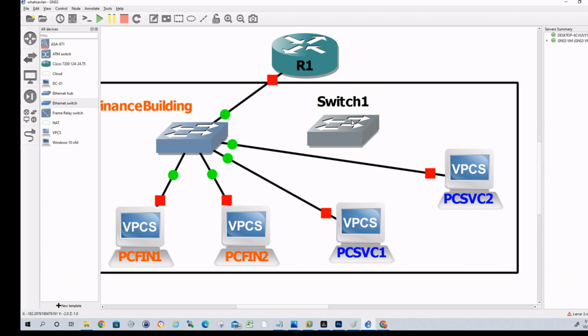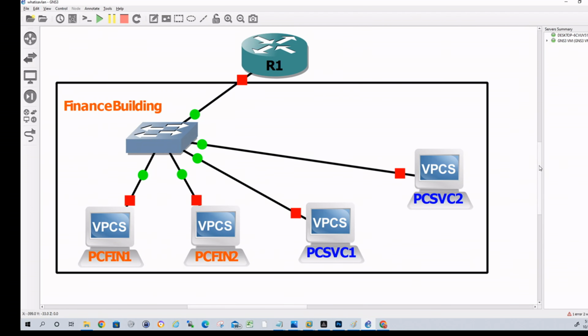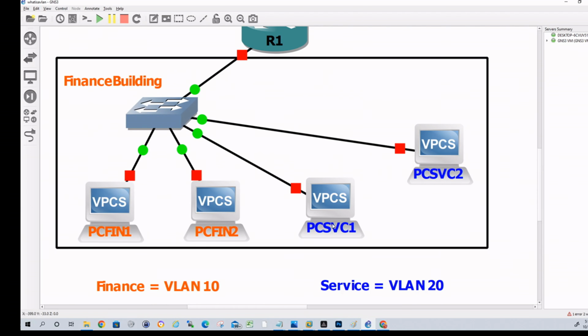We're going to look at a better way with VLANs. So we'll get rid of that switch. We can accomplish this all with a single switch. This is where the world of VLANs comes into play.